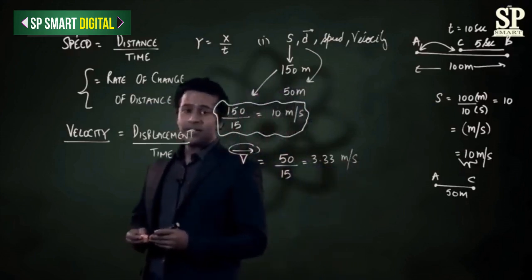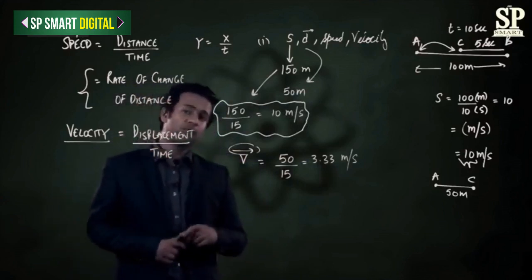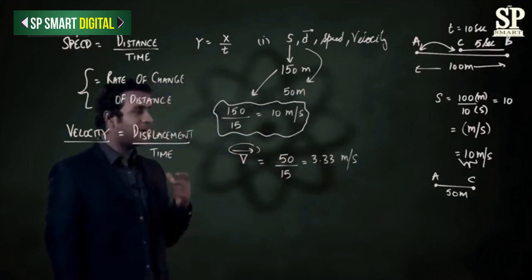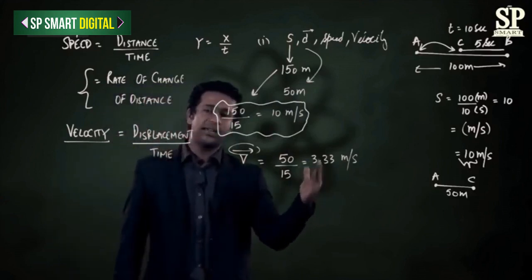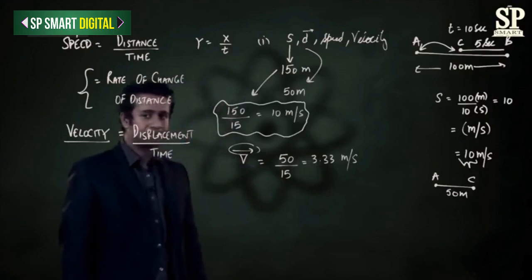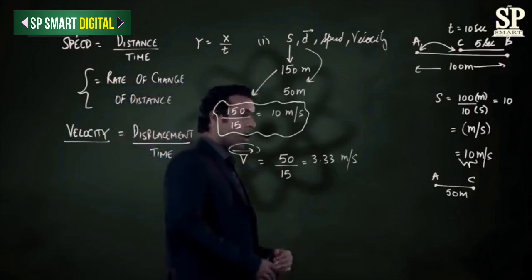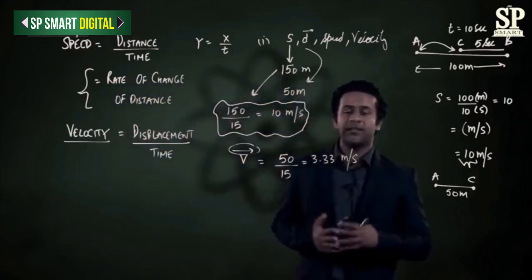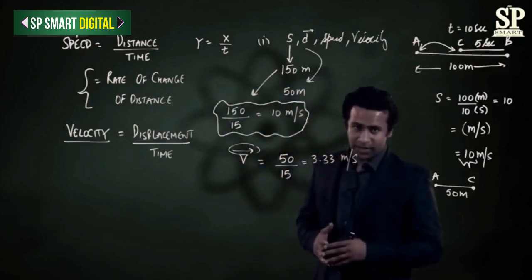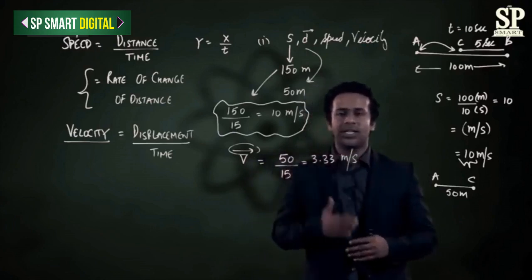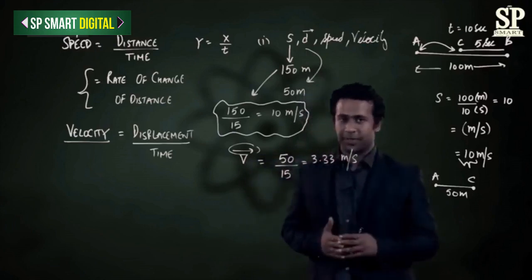So during this journey, the particle was moving with a speed of 10 meter per second, but its velocity for this journey is only 3.33 meter per second. Right. So I hope you see the difference between speed and velocity. When measuring speed, we look at the distance covered, whereas while measuring velocity, we look at displacement.